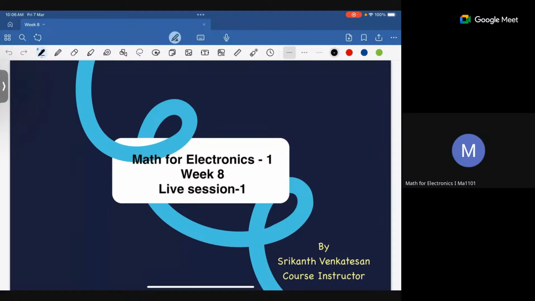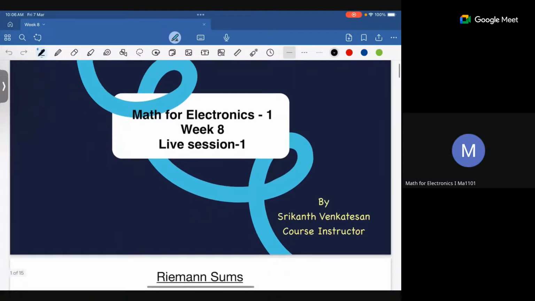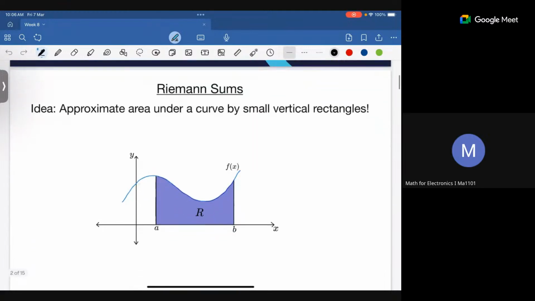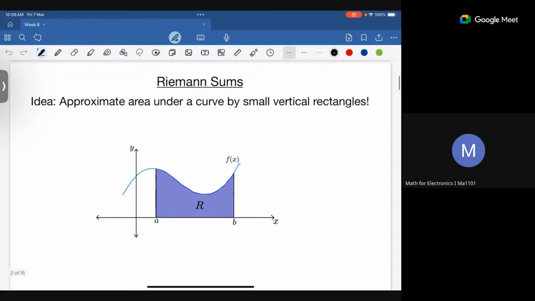So chronologically, Riemann sums are the starting point, and you should really understand the idea of Riemann sums, and you should really appreciate that at that time Riemann came up with this kind of method. So what exactly do Riemann sums capture? The main idea of Riemann sums is to approximate the area under a curve by small vertical rectangles.